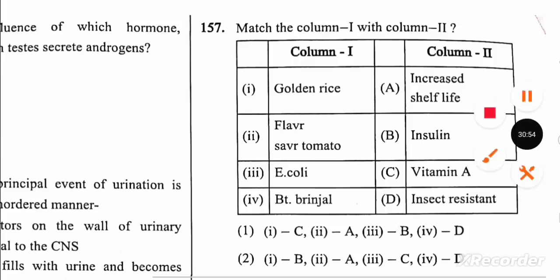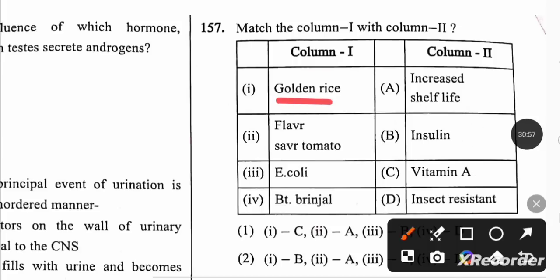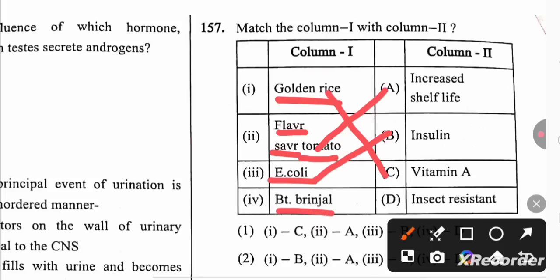Very easy one. Golden rice has rich amount of vitamin A. Flavr Savr tomato can increase the shelf life. E. coli is used to obtain insulin and Bt brinjal is insect resistant.